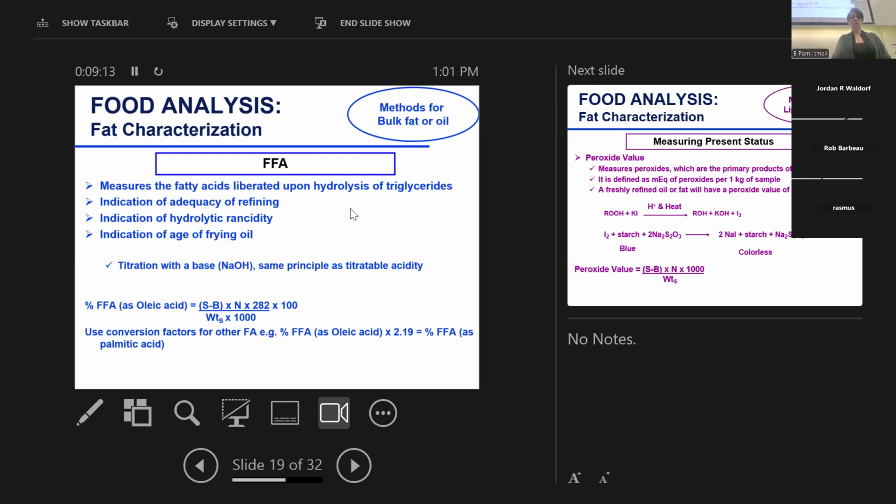Okay, so free fatty acids are liberated by hydrolysis of triglycerides. So usually there are endogenous lipases in your sources of oil. So when they are not refined oil, you will have some free fatty acids in there due to hydrolytic breakdown of fats. It's an indication of refining, we just talked about, indication of hydrolytic acidity, indication of age of frying oil. So we just talked about all of that. So it is a simple assay. You're going to do it in the lab. You just titrate with a base.